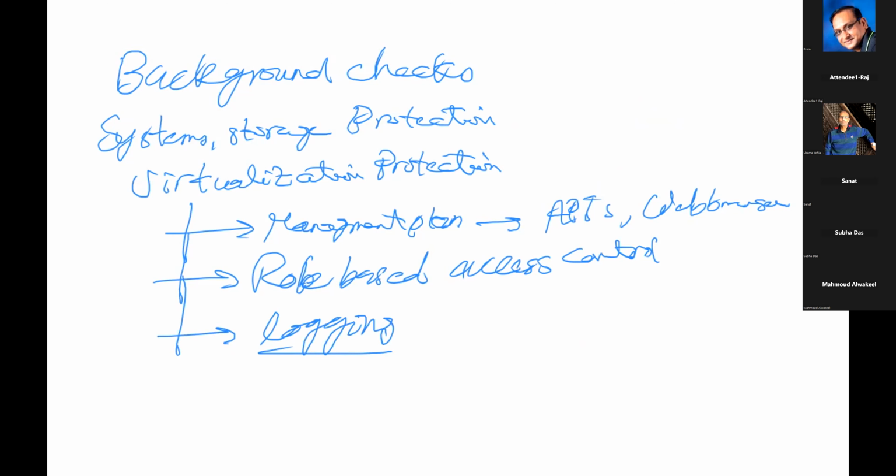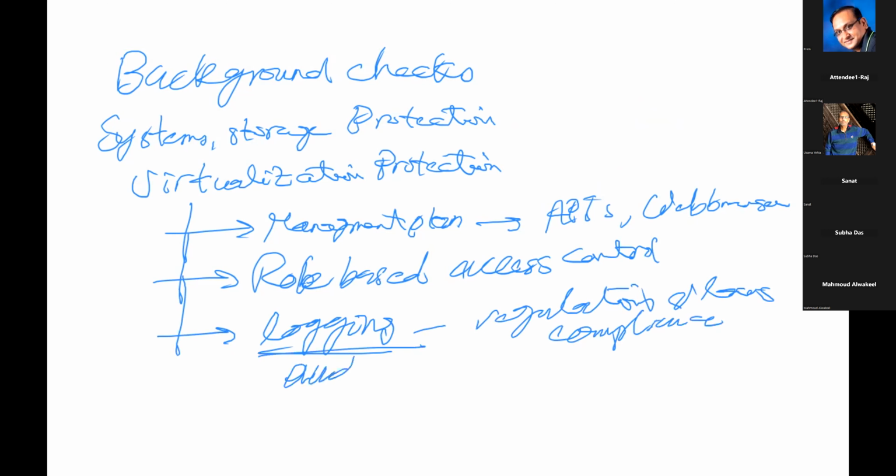study these logs and check if any attack has happened, and so on, as we mentioned yesterday. And by the way, this is very important for regulations and laws to be compliant. You have to enable logging and auditing.